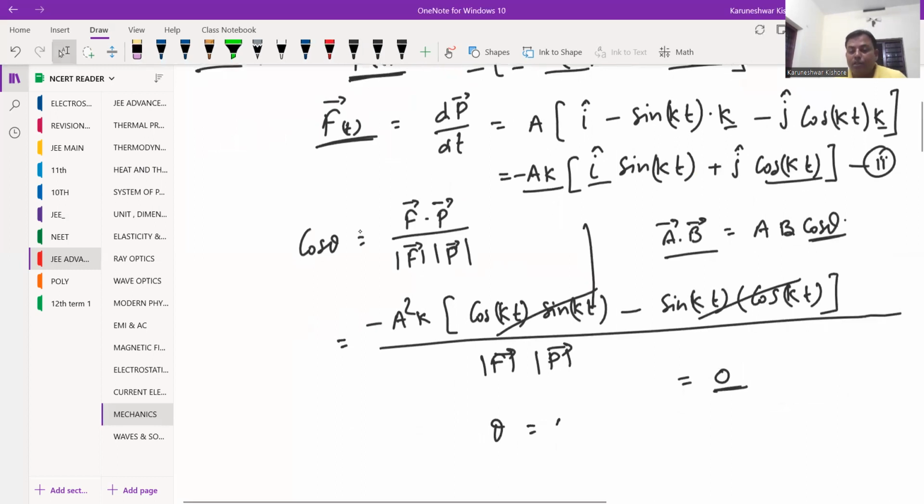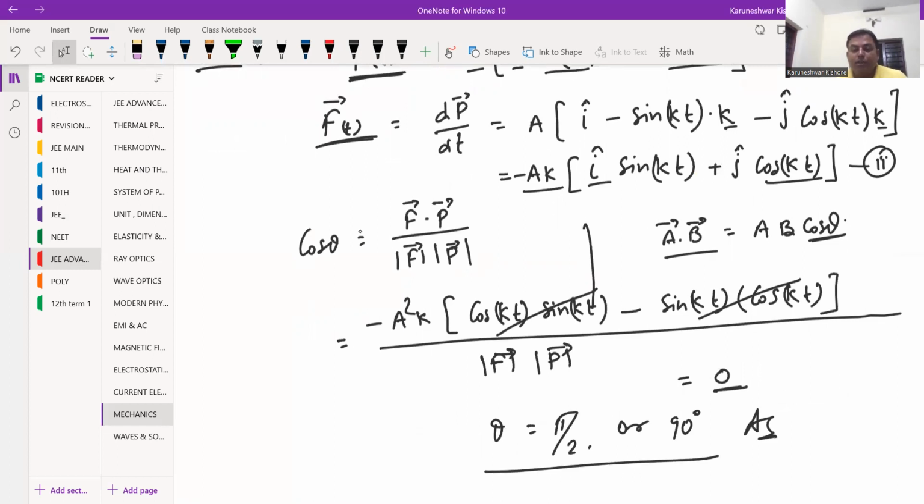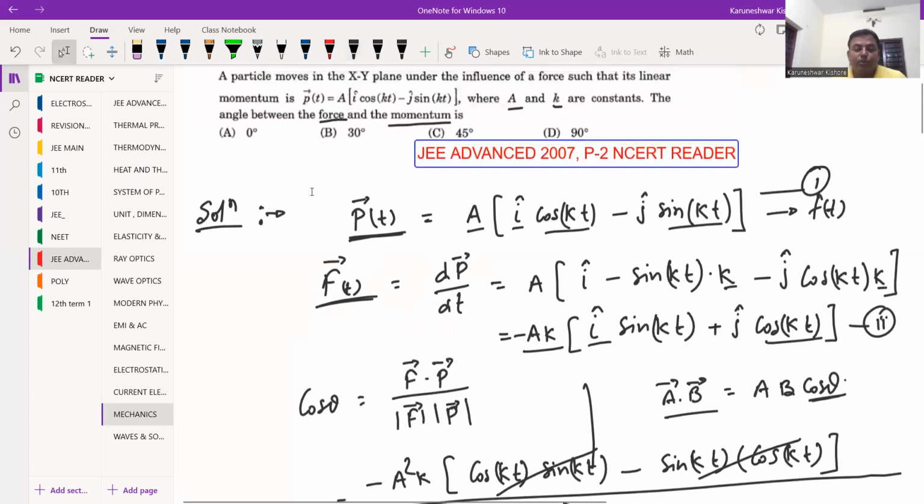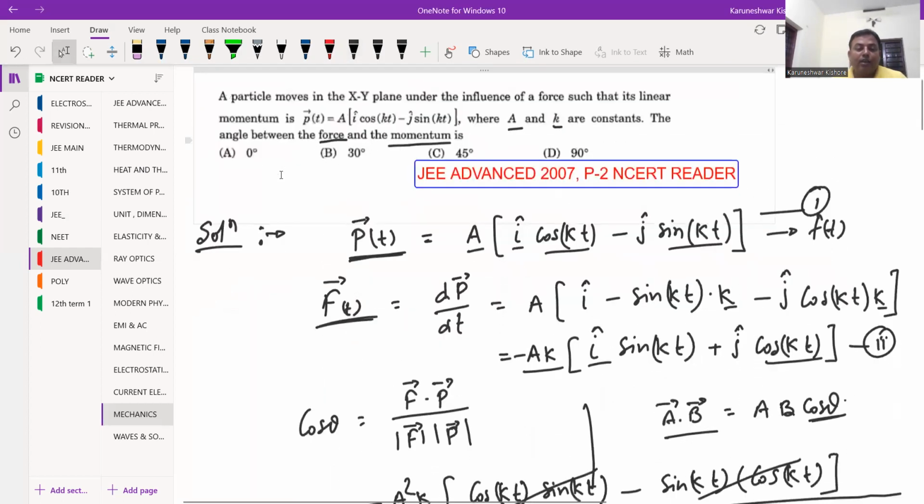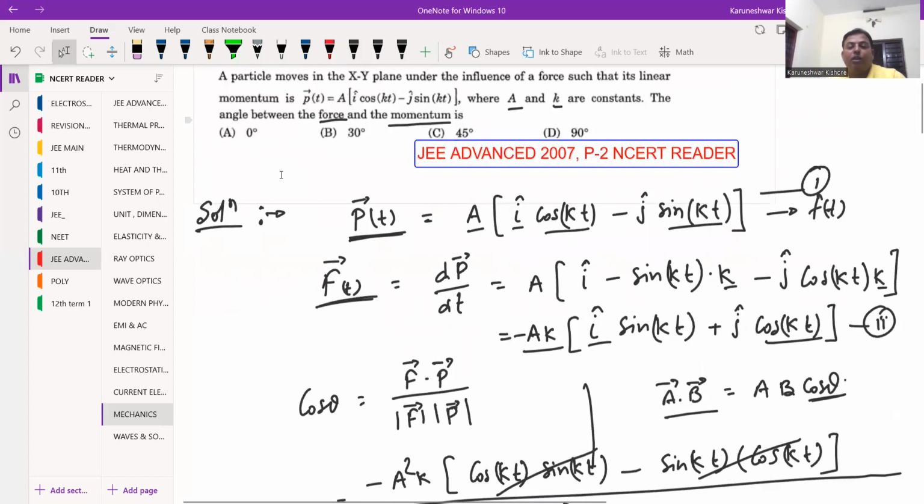So theta will be pi by 2, or we can say 90 degrees. So this is our result, and I think this is the way we should solve this question. Whenever the angle between two vectors is asked, the easiest way is to take the dot product between the two vectors. On the basis of that dot product, we can find cos theta, and from that we can find the theta. So this is the question you can see here.